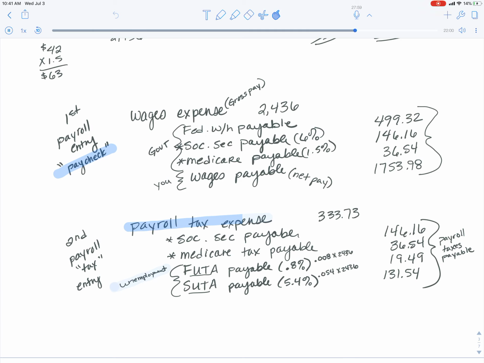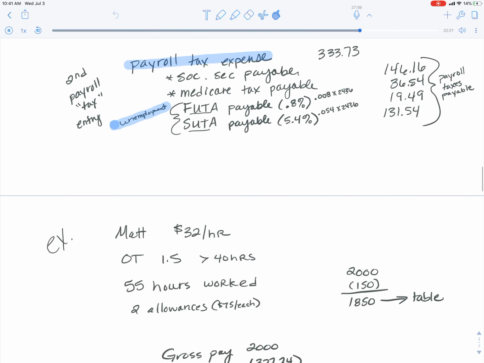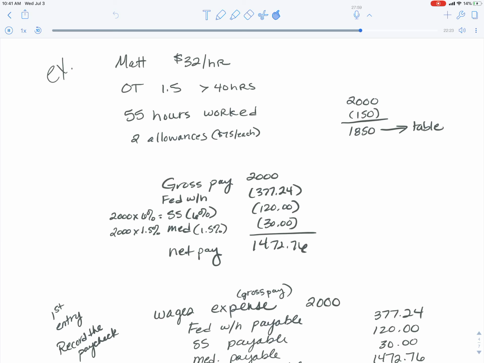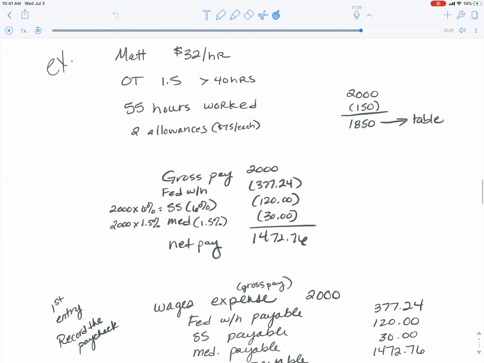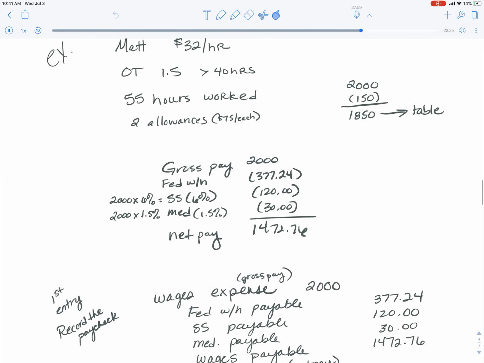You need to give me all of the taxes that the employer is responsible for, which is not only Social Security and Medicare, but also unemployment taxes. The employee is not responsible for unemployment taxes, only the employer. So I've given you an additional example to work through here with Matt making $32 an hour. He's an hourly employee. So look over this example and make sure that you can work through it.